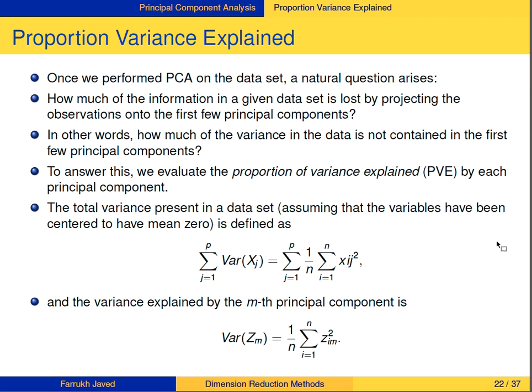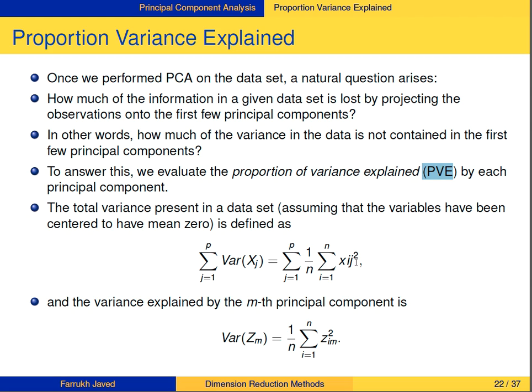Or in other words, how much of the variance in the data is not contained in the first few principal components? Like in this example, in the first 2 principal components, how much of the variation is lost? How much of the variation can we not cover actually? To answer this question, we evaluate a guide known as proportion of variance explained, PVE, by each of the principal components. So what we do, we evaluate the total variance present in the data.